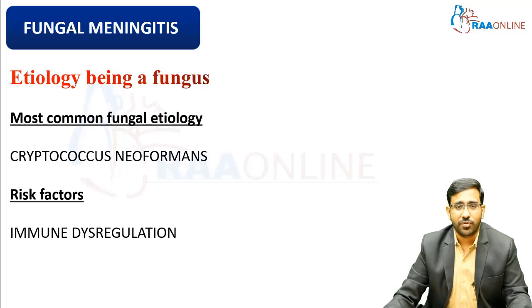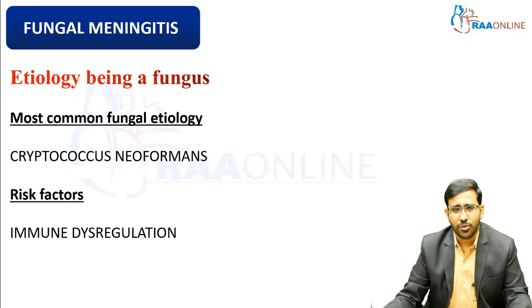Now moving on to the definition of fungal meningitis, the commonest agent, and the risk factors. Whenever we talk about fungal meningitis, the most common fungus which comes to our mind is Cryptococcus. If you have a patient with immune suppression or immunocompromise, this pathogen is going to cause an increased rate of infection in those individuals. The most common fungal etiology, once again I am repeating, is Cryptococcus neoformans, and the risk factor is immune dysregulation.